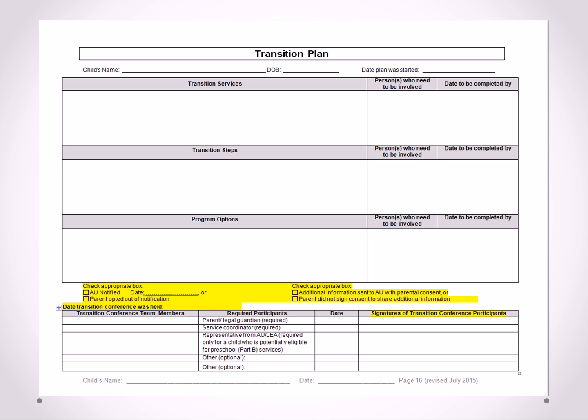Did that answer your question, Monty? No, I missed it. I'm sorry. Okay, so what Christy was saying is that you don't need parent consent to send the AU notification. So the top part of the form, you would note the date on the date you sent that. You only need parental consent if the parent would like you to send additional information or if the parent opted out.